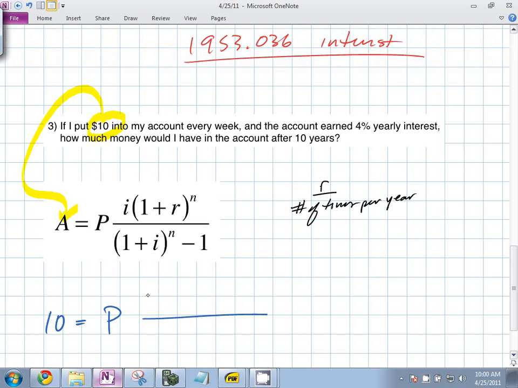Over what? 52. How many times per year? It's weekly, right? 1 plus 0.04 over 52. And it's 10 years, right? So it's 520. 1 plus 0.04 over 52 to the what? 520 minus.